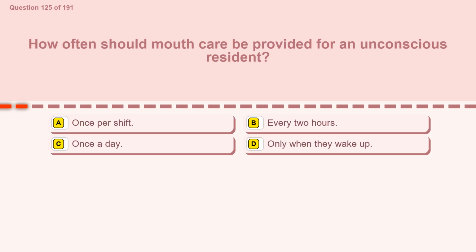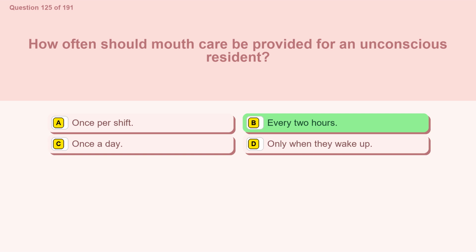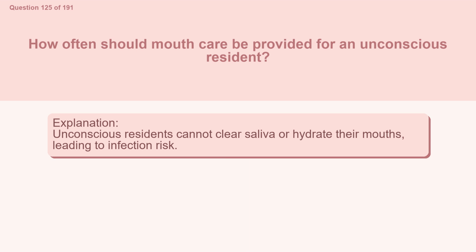Question 125. How often should mouth care be provided for an unconscious resident? Option A, once per shift. Option B, every 2 hours. Option C, once a day. Option D, only when they wake up. The correct answer is option B, every 2 hours. Unconscious residents cannot clear saliva or hydrate their mouths, leading to infection risk.